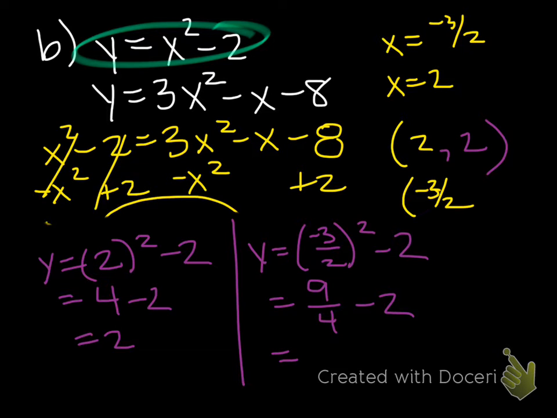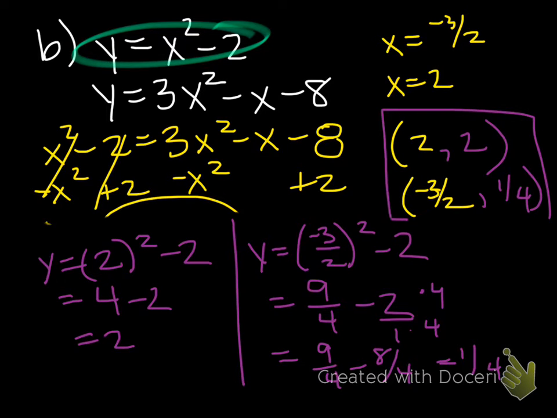You can either get common denominators or put it as a decimal. So common denominators, I'm going to multiply top and bottom by 4. So I'll have 9/4 minus 8/4, which is 1/4. And again, feel free, you could have put that as a decimal as well. And I think we have one more to go over.